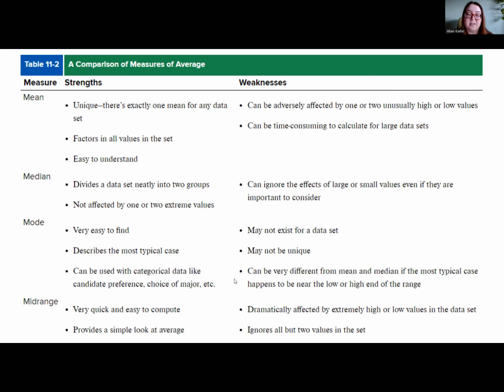And lastly, we have the mid-range. Mid-range is very quick and easy to compute, and it provides a very simple look at the average.